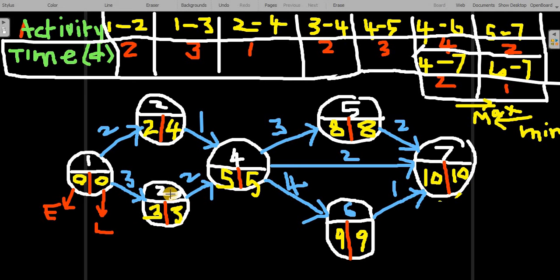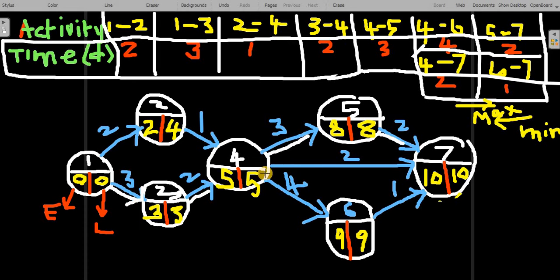So through the events where the earliest time and latest time are equal, we draw a double line, and that double line indicates the critical path. Take for example here, from 1 to 2, I am drawing a double line because earliest time and latest times are equal. 2 to 4 also, 4 to 5 also, 5 to 7 also, 4 to 7 also, earliest and latest times are equal.